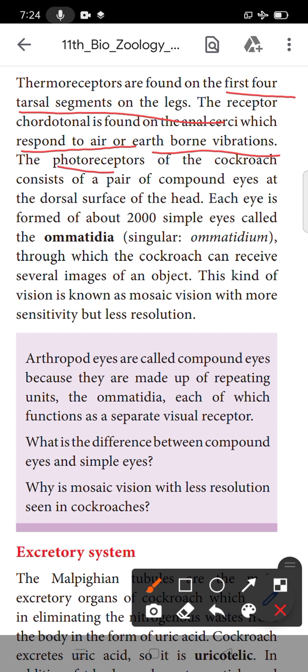The photoreceptors of the cockroach consist of a pair of compound eyes. Photo means light. Okay. So the photoreceptor of the cockroach consists of a pair of compound eyes on the dorsal surface of the head. Each eye is formed of about 2000 simple eyes called the ommatidia.